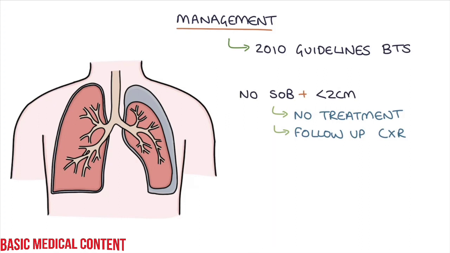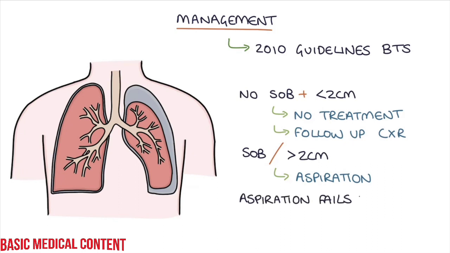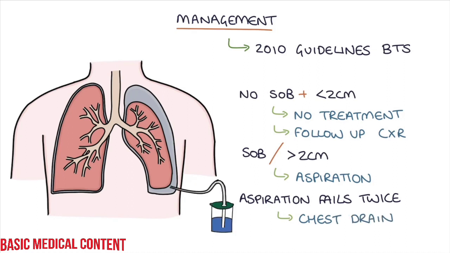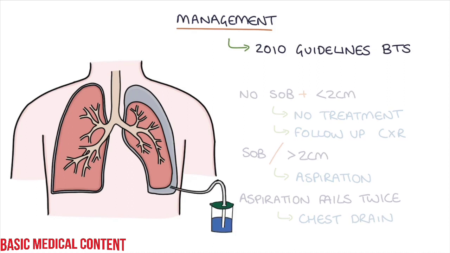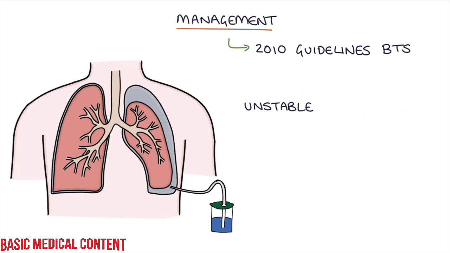If there is shortness of breath, or it's more than 2 centimetres in size on the chest X-ray, then it will need aspiration and reassessment after that. If the aspiration fails twice, then you'll need to do a chest drain to properly resolve the pneumothorax. Any patient that is unstable, or there's bilateral pneumothoraxes, or they're secondary to some other pathology, will usually require a chest drain.